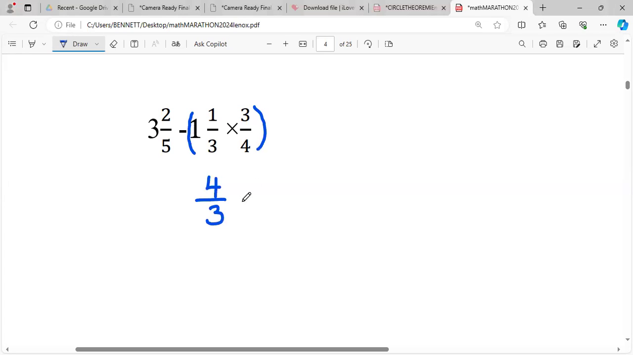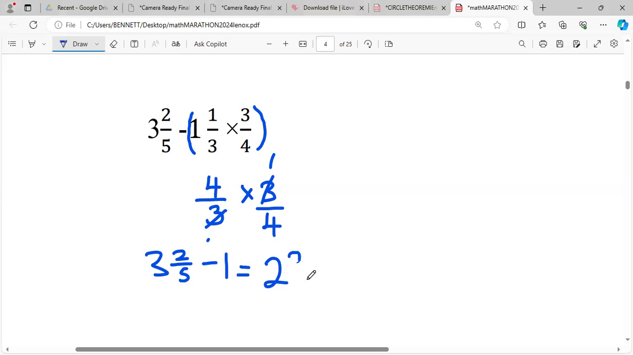And you see, times 3 over 4. You realize that this is going to work out to 1, right? Because 3 into 3, 1, and 4 into 4, 1. So it's just 2, 3 and 2 fifths minus a whole. So basically, you can just say 3 from that, leave 2, and then the fraction remains untouched. So it's actually 2 and 2 fifths for the answer.